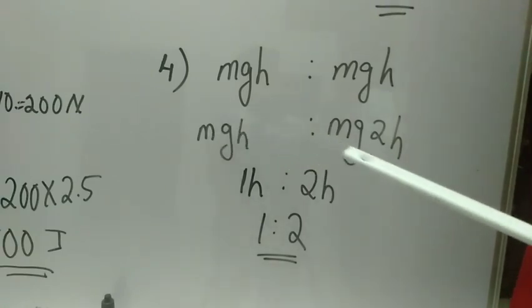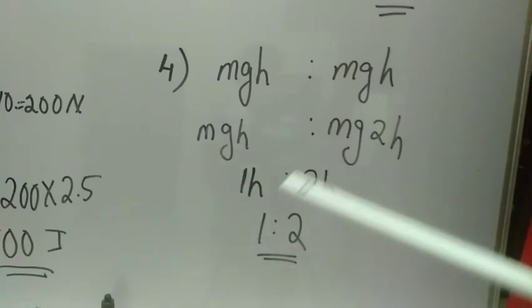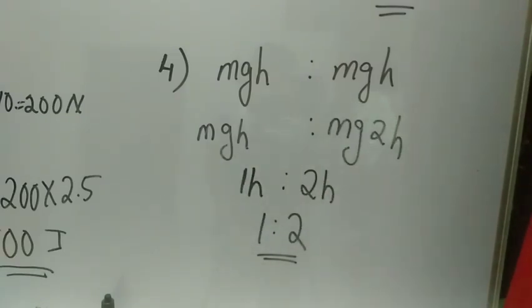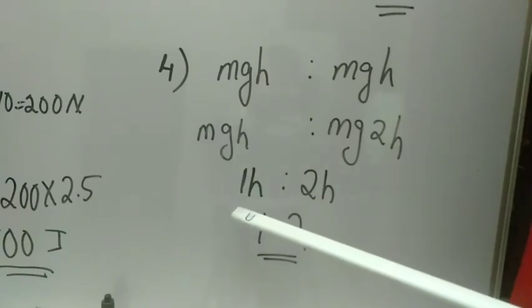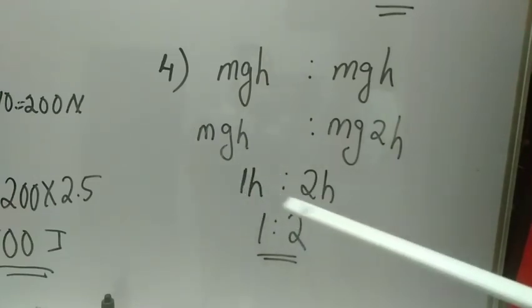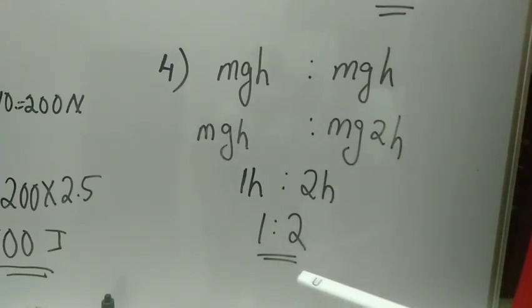Both on the LHS and RHS, the common terms get cancelled. mg cancels, so what remains here? h. h means simply we can write 1h, 1 into h is h. Here 2h. Again h and h cancel. Remaining, the ratio of their gravitational potential energy is 1 is to 2.